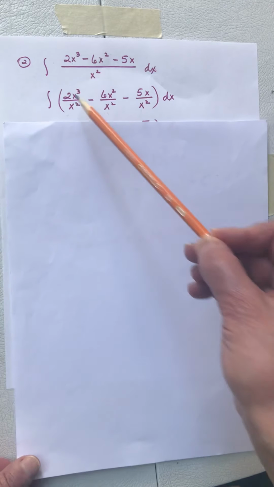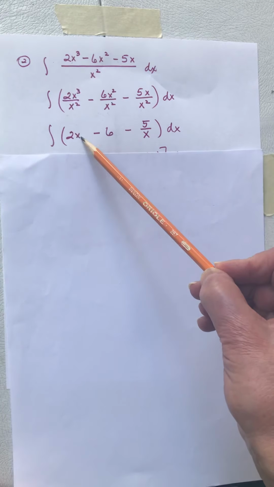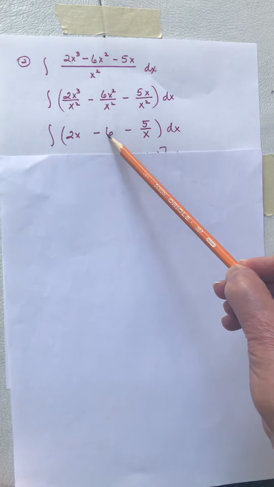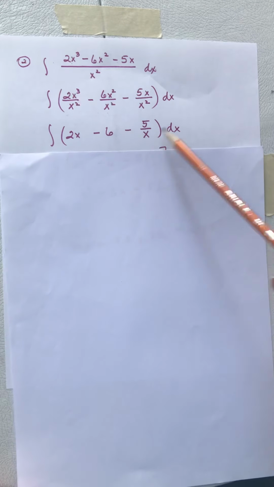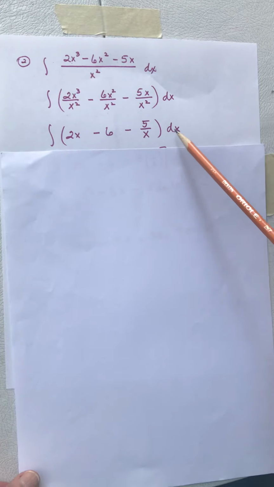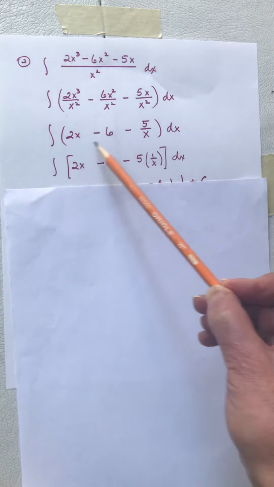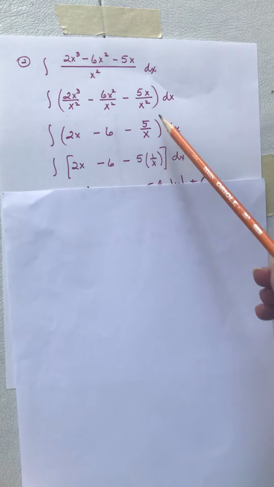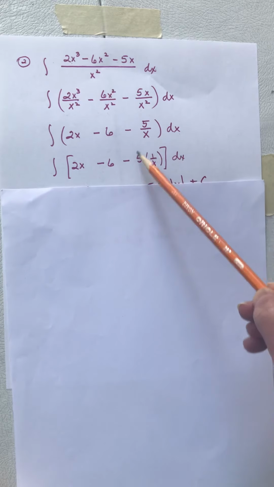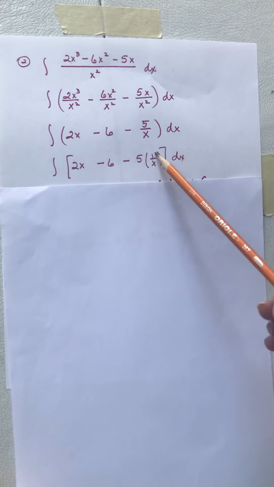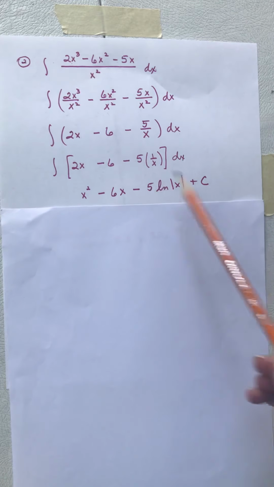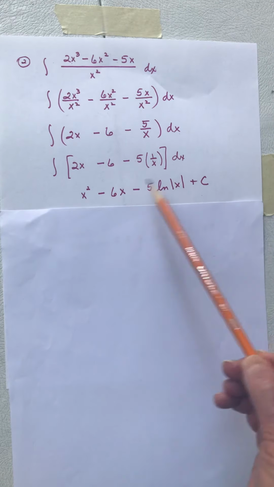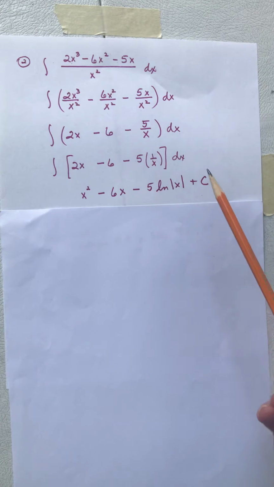Then we reduce it. We get 2x. We get minus 6, and here an x cancels an x squared, so we get minus 5 over x dx. So now what are we looking at? Looking at the 2x minus 6 minus, but then I pulled the 5 out so that you could see that this was 5 times 1 over x dx. Now I'm going to integrate. And I could split it into the 3 integrals, but I think you can just integrate each one right now.